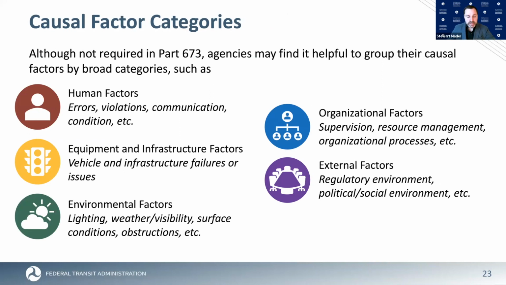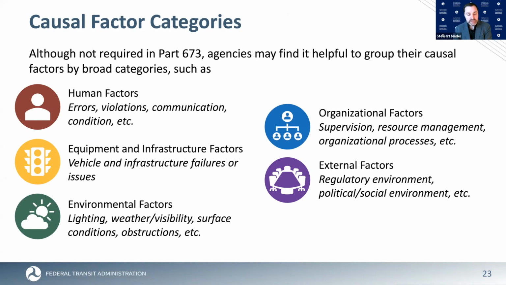Some agencies may find it helpful to group their causal factors by broad categories. For example, thinking about human factors: errors that an individual made, intentional violations of procedures, failure of communication, or an individual's physical or mental preparedness to perform the task at hand. For example, could fatigue have been a factor?